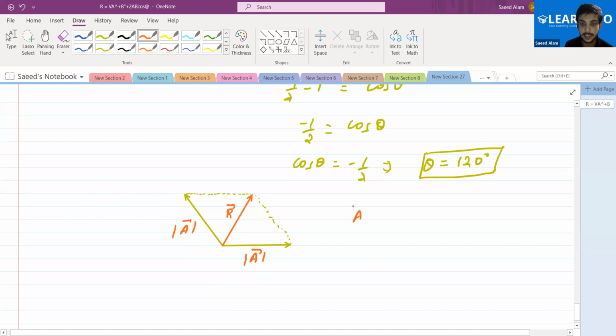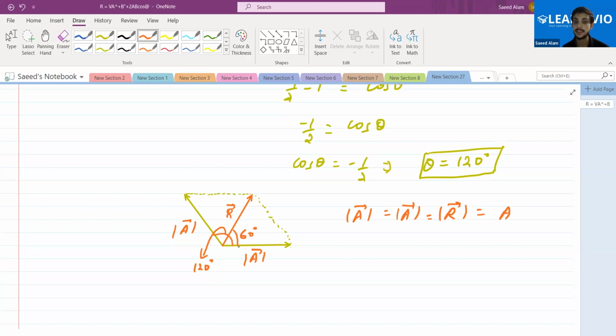So what we actually have here is that A equals the magnitude of R. Magnitude of R is equal to A. Is this clear to you? And this complete angle is equal to 120 degree. Can you tell me how much this angle will become? 60. Yes, that will be somewhere 60. You can find it out using the formulas also. You will get the answer by putting the values in the formula also.